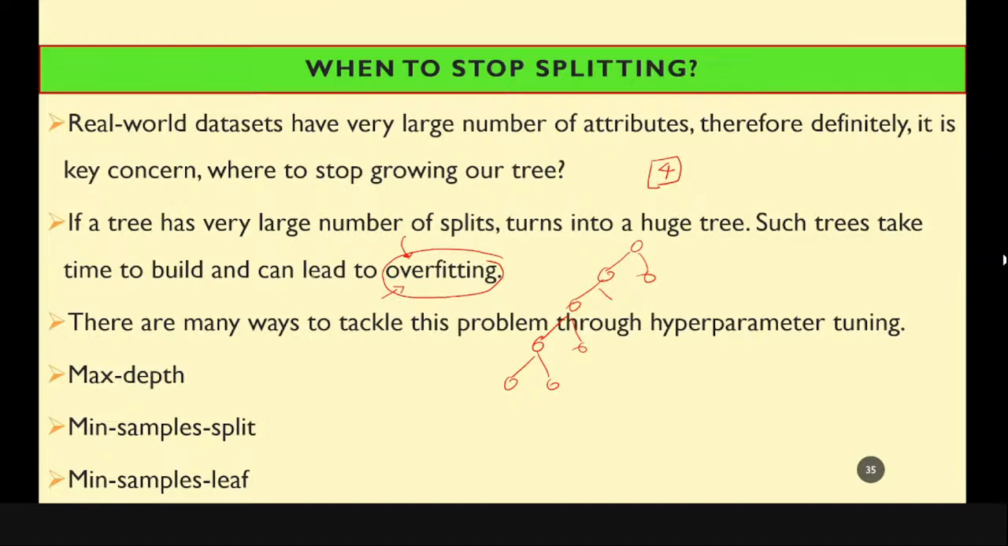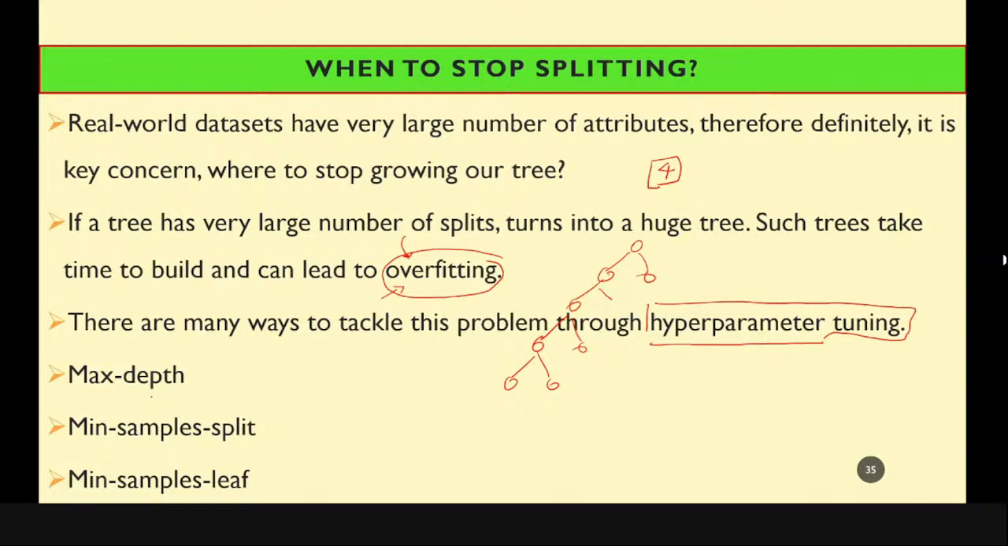So definitely we have to look for stopping criteria, where we have to think wisely about where to stop building the decision tree. There are many ways to tackle this problem, and we can do it with the help of hyperparameter tuning. There are two types of parameters in machine learning algorithms: model parameters and hyperparameters. Model parameters are in general fetched by the algorithm itself, and hyperparameters are tuned by the users.